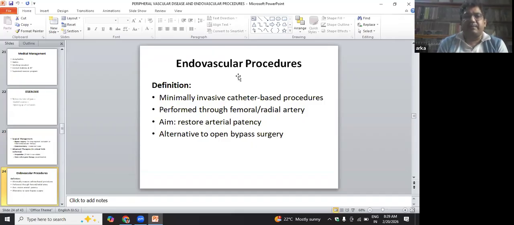It is mainly minimally invasive catheter-based procedures performed through the femoral artery in case of lower extremity and the radial artery in case of upper extremity. The aim is to restore arterial patency, as an alternative to open bypass surgery. With the advent of endovascular procedures, different types of bypass surgeries like femoral bypass can nowadays be avoided if taken up in the ideal stages, and it can also halt the disease process with follow-up and proper lifestyle modification and exercises.